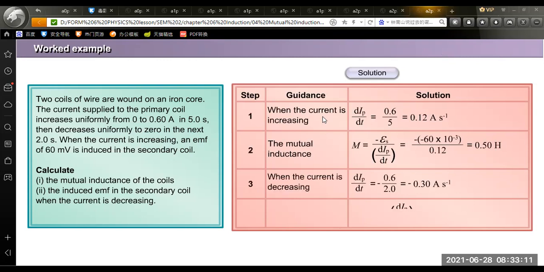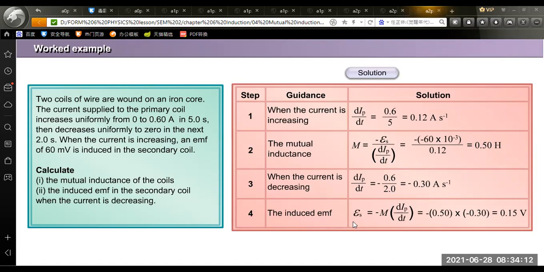Step 1: when the current is increasing, dIp over dt is equal to 0.6 over 5. We get that the change of current in coil P is 0.12 ampere per second. Every 1 second produces 0.12 ampere. Mutual induction is equal to EMF of S divided by dIp over dt. So we get 0.5 henry. When the current is decreasing, dIp over dt is 0.6 over the change of time, 2 seconds, so it will be negative 0.3 ampere per second.